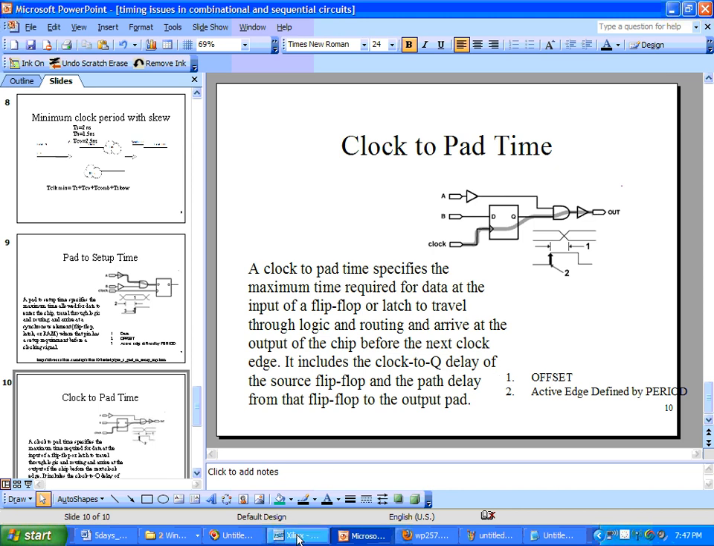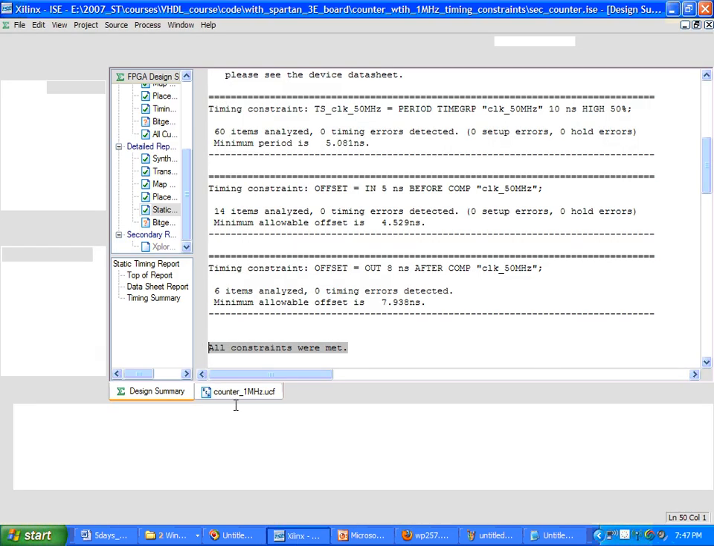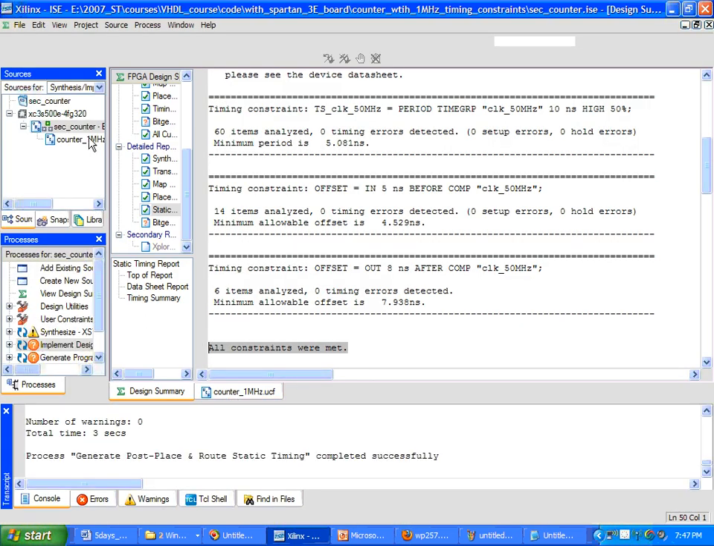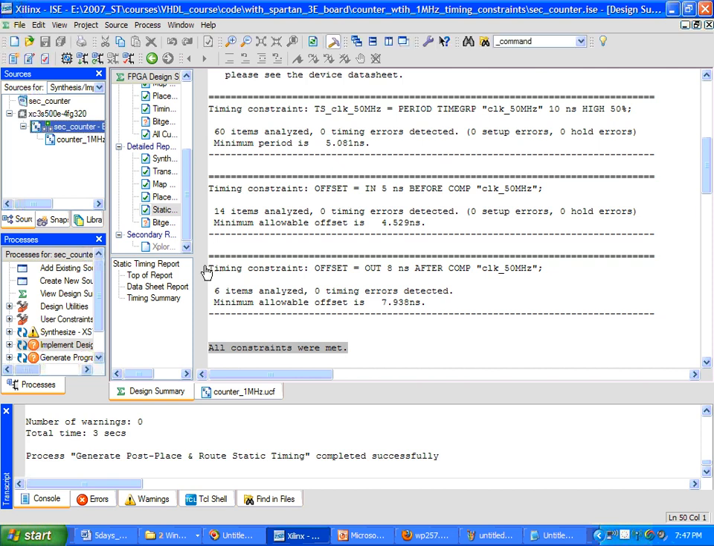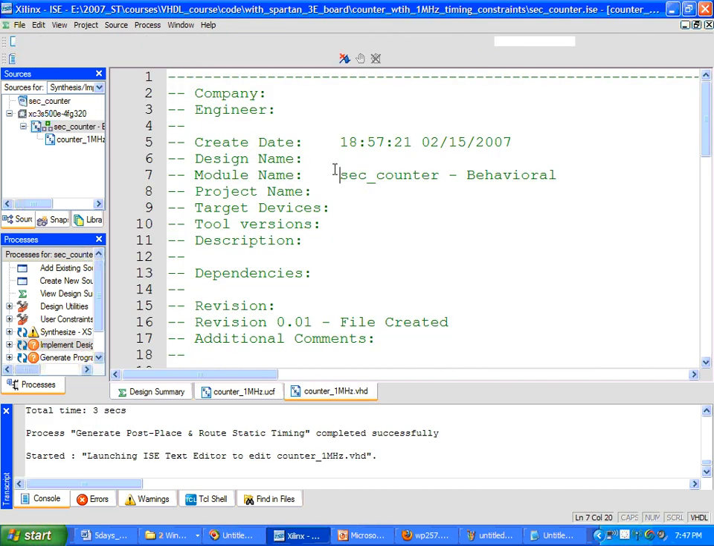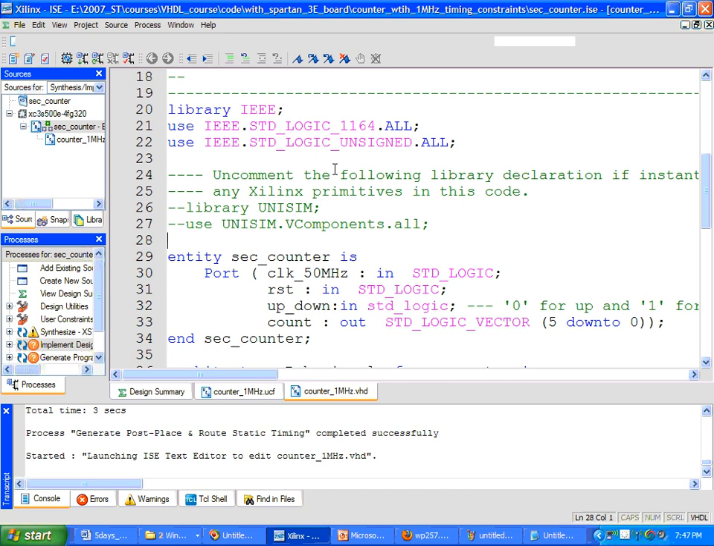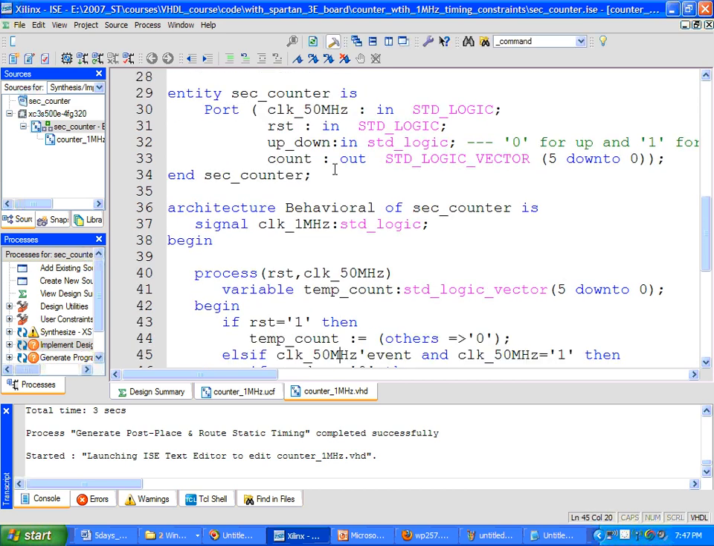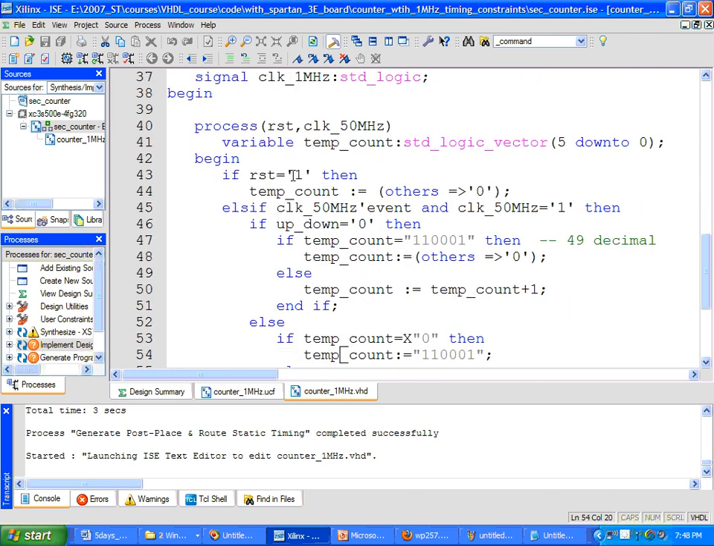Okay, so let us go to the example project now. I actually tested this design before starting our discussion, so everything is pre-done. I am now opening the original design. This is the example design we have built. We implemented a 50 megahertz to 1 megahertz clock division circuit with an up down counting feature. If you give the up signal it will count up, and if you give the down signal it will count down.